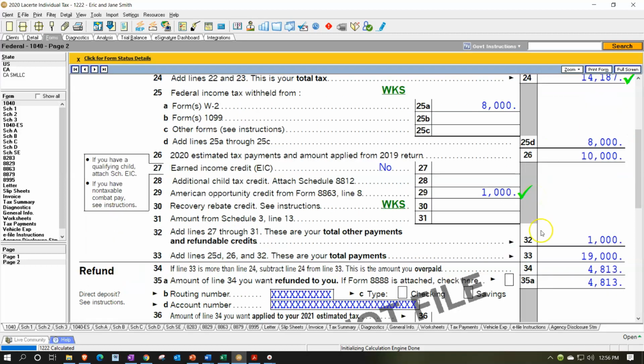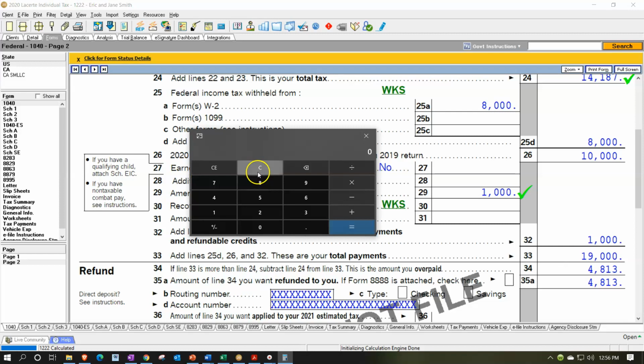So in any case, that then adds into the payments down here of the 19. So that's going to result in our overpayment of the 4,813. That, of course, being the total tax of this 14,187 minus the 19,000. So we have an overpayment of that 4,813 at this point.